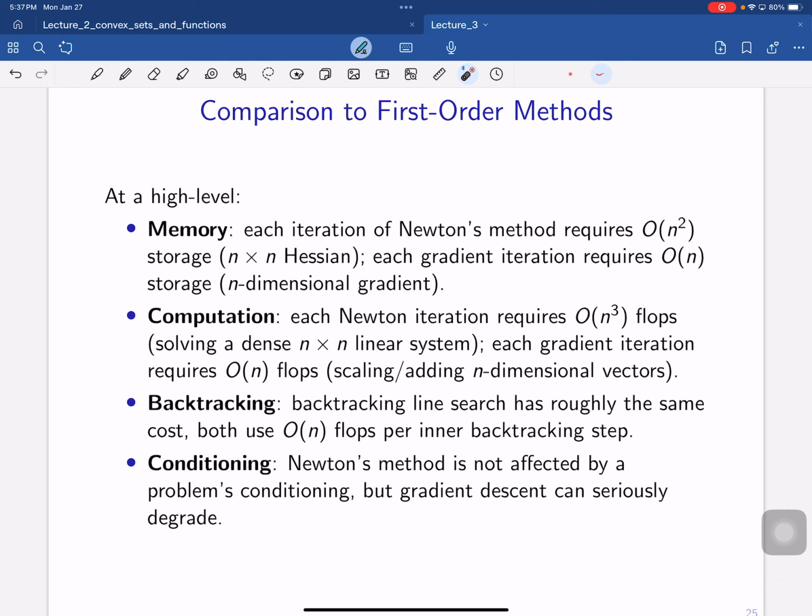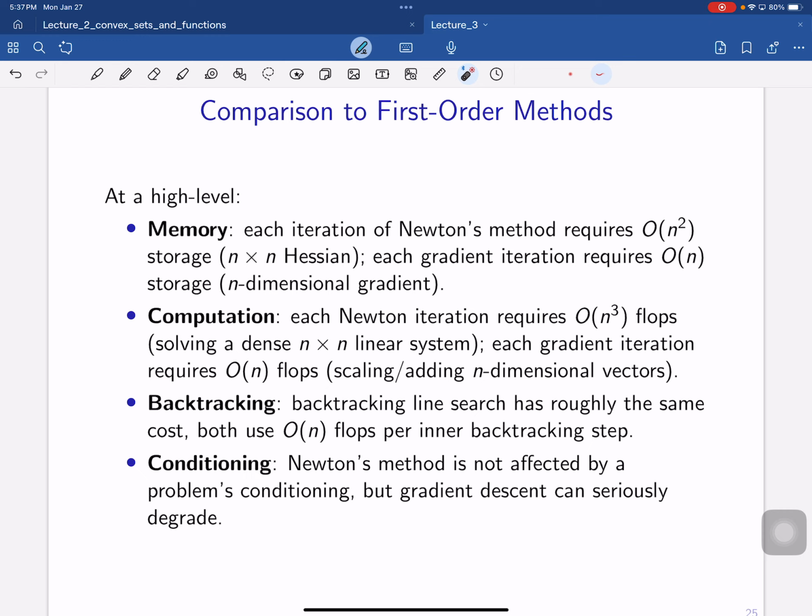If you think about models like those large language models, they could have tens of billions of parameters. That means the x variable's dimension is tens or hundreds of billions. So if you want to calculate the inverse of a matrix which is 100 billion by 100 billion, you would not be able to compute that. So that's why for those problems, we can only use a first order method.